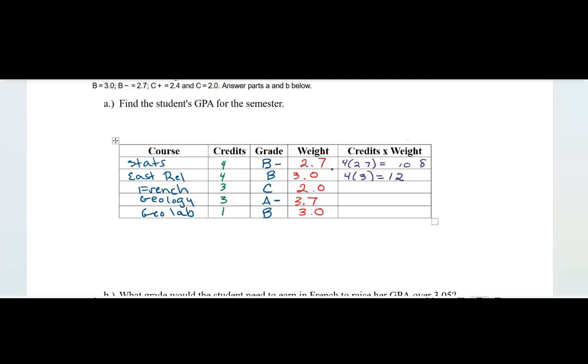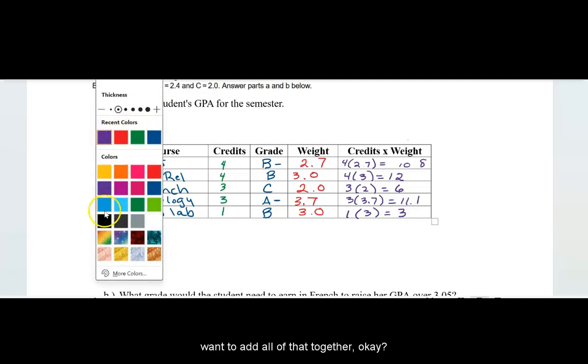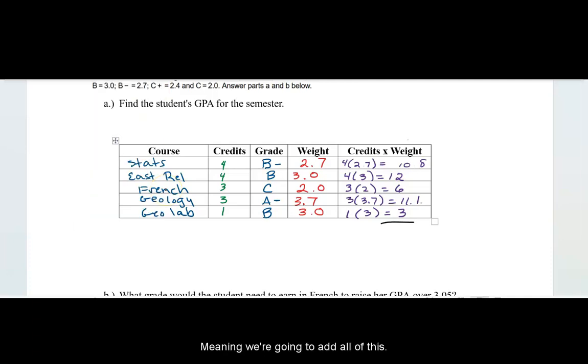So that's 12. Then we have 3 credits for French, and that was a C with a weight of a 2.0 or just 2. That gives me 6. Let's see, we have 3 credits times an A minus, which is a 3.7. That's 11.1. And then last but not least, the lab is 1 credit, and that was a 3, which gives us 3. Okay. Now, what we want to do is add all of that together, meaning we're going to add all of this. We want to add the credits plus the weight. So add all of these numbers that we just found.